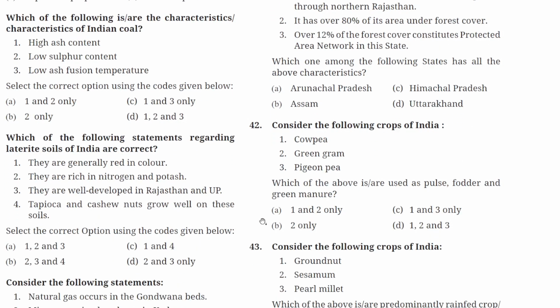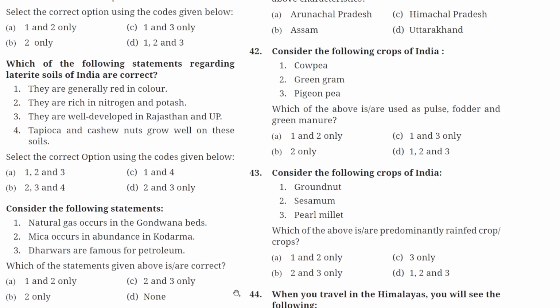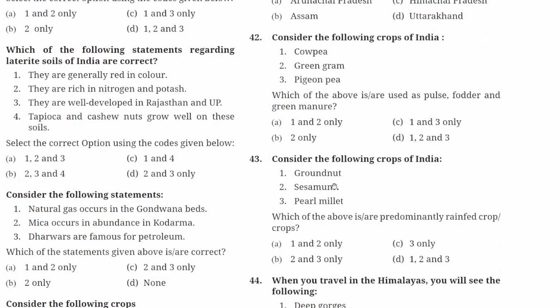42. Consider the following crops of India: cowpea, green gram, and pigeon pea. Which of the above are used as pulse, fodder, and green manure? Answer is 1, 2, and 3, all the above. Question number 43. Groundnut, sesamum, and pearl millet. Which of the above are predominantly rain-fed crops in India? All the three, 1, 2, and 3, are rain-fed crops in India.